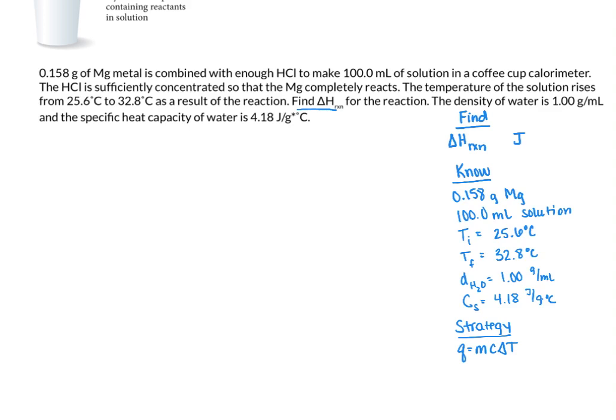And we're going to need to find Q because we know that delta H is equal to Q at constant pressure. So in order to find delta H, we need to find Q. So that's going to be what we're solving for.